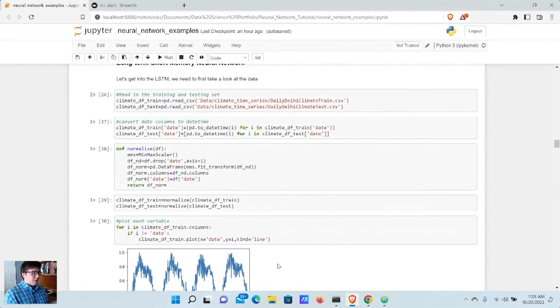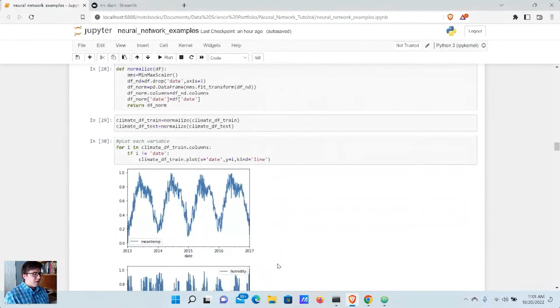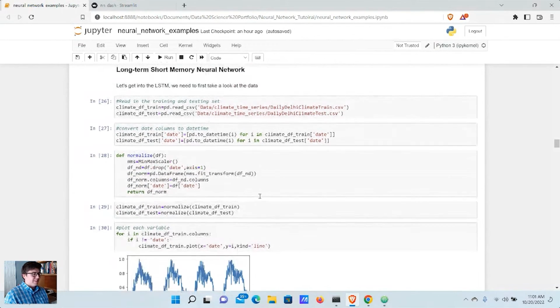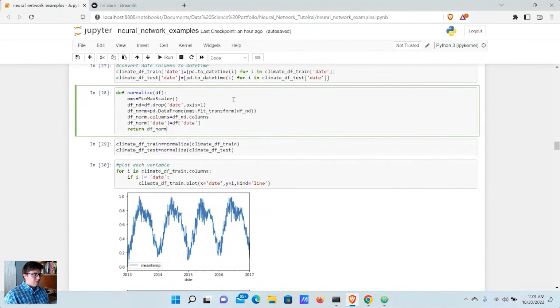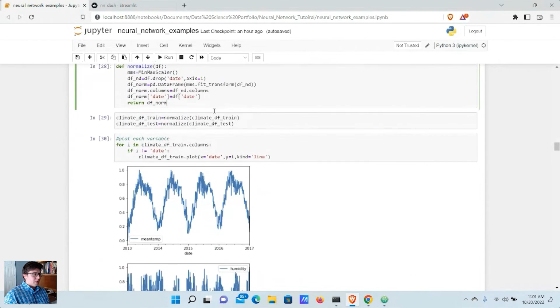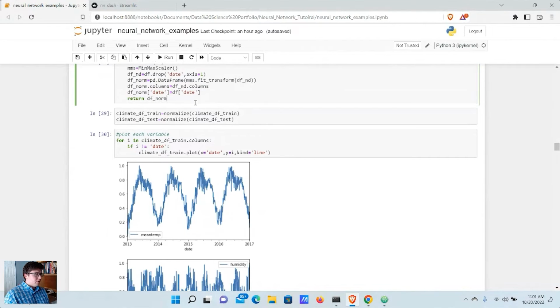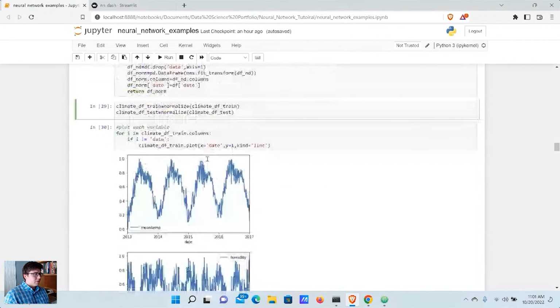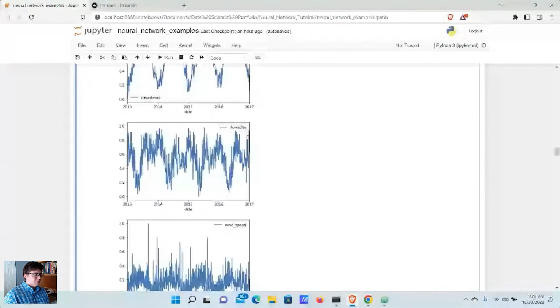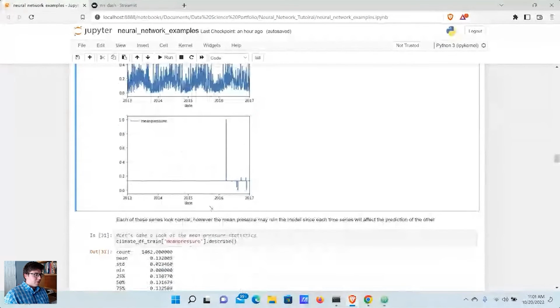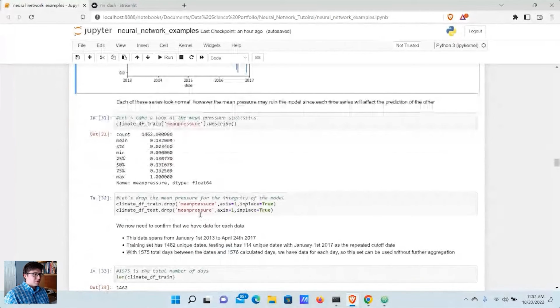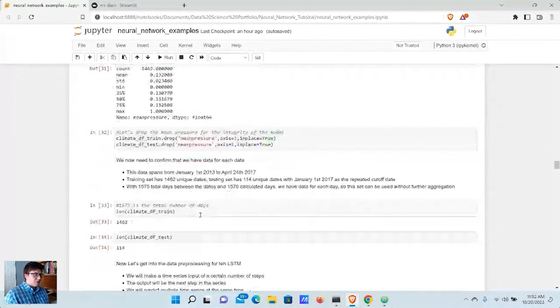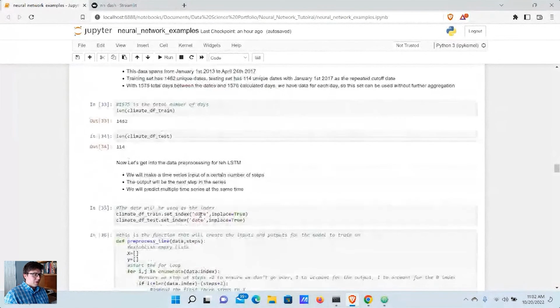Now for long short-term memory, not long-term short memory, we first read in our data and create a datetime. We want to normalize it using the min-max scaler. You can see each variable is plotted over here. Mean pressure is not looking so good. It looks very awkward. So in this example, we're going to drop mean pressure since we're going to be doing two examples, one with just a singular input, one with a multi-input.